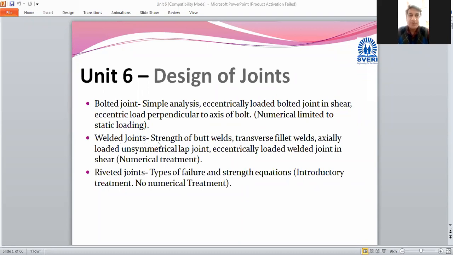Then we are going to see welded joints. In that case, we are going to calculate the strength of butt welds and transverse fillet welds, axially loaded or unsymmetrical lap joints, then eccentric loading on welded joints in shear. Okay, this we are going to study in the same unit, but under the title welded joints. And later on, we are going to study riveted joints, that is, types of failure and strength equations for riveted joints, for which it is not necessary to see any examples or problems. Problems will be there only on bolted joints and welded joints. Got it?